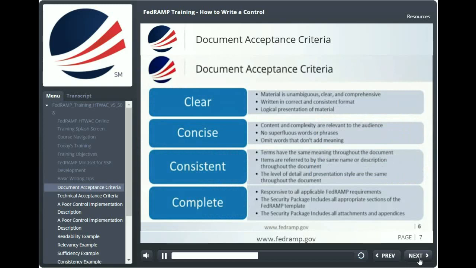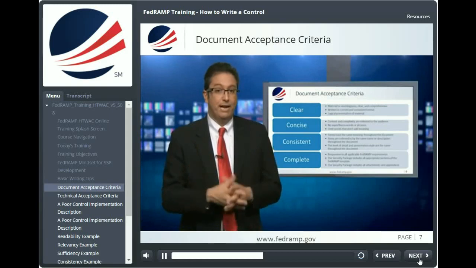You also want to make sure the FedRAMP security package includes all of the appropriate sections of the FedRAMP template, cover to cover. Make sure you're inclusive of all that. And make sure you have attachments and appendices as well. Those are important, and those are read just as well.